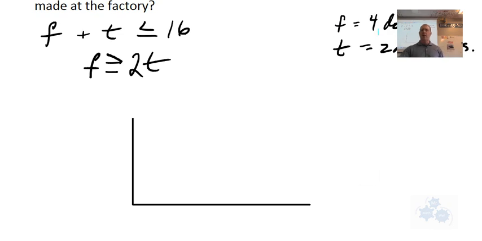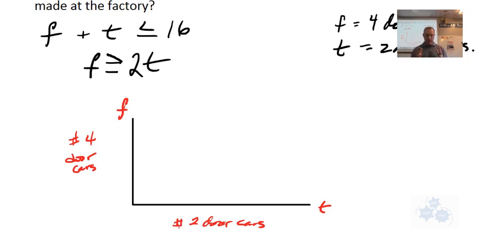Now, it would be a good idea to label our axes. Usually they're x and y, but we have f and t here. So why don't we go f up here and t down here. So this axis would be the number of two-door cars on the bottom here, and over here is the number of four-door cars. Okay, is everybody with me so far?